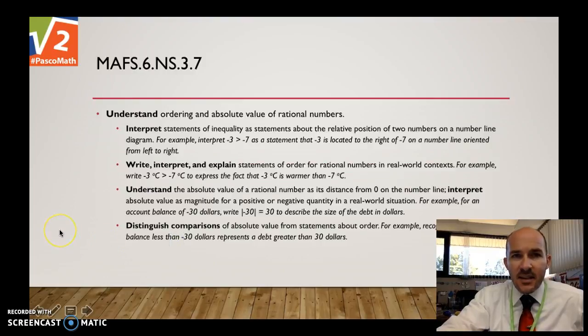So for 6.NS.3.7, the big picture is understanding ordering and absolute value of rational numbers. And so it's very much a conceptual standard. Within that, we have 4 parts.